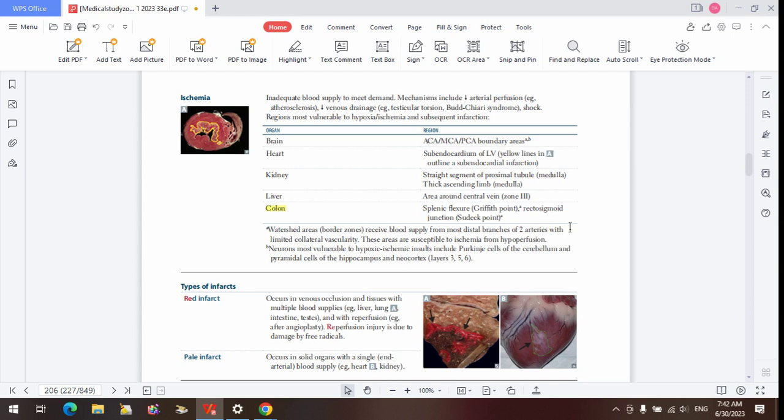The large sigmoid branch that we call the sigmoid artery is the one supplying the sigmoid, and the superior rectal artery is also the last branch of the inferior mesenteric artery. So both of them together form a connection that supplies this rectosigmoid junction.